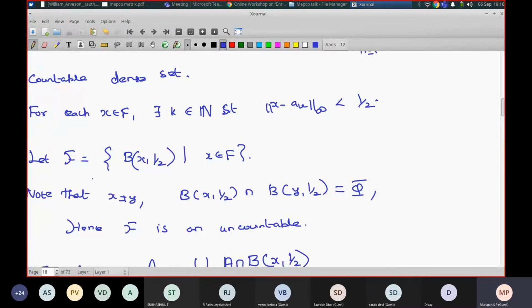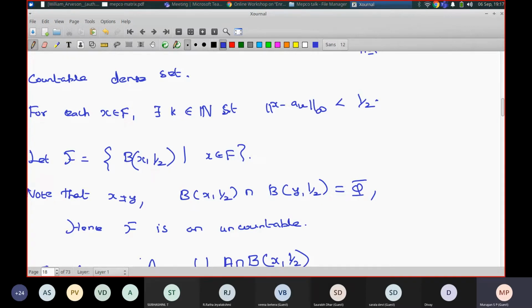Here we need to note some properties of this family. Note that if x is not equal to y, then B(x, 1/2) intersection B(y, 1/2) is an empty set, because this is a Hausdorff space, so the intersection is empty. Also note that the distance, the norm of x minus y, is equal to 1. Therefore, y does not belong to B(x, 1/2). In the same way, x does not belong to B(y, 1/2).